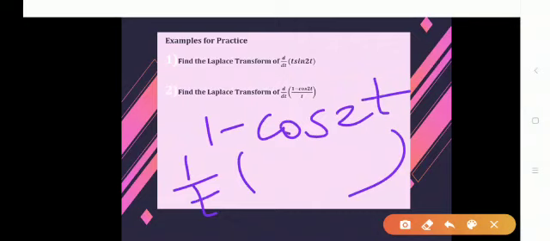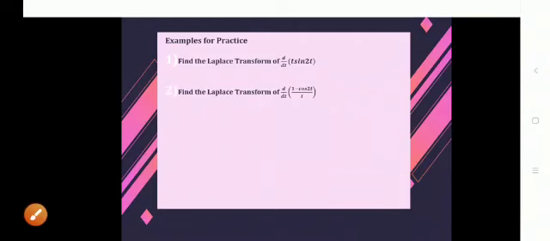This result is very important, as to solve ordinary differential equations we need to apply the Laplace transform, and hence the Laplace transform of derivative is one of the most important concepts from this unit of Laplace transform. Okay, now solve these two examples and try to get the answer correctly.